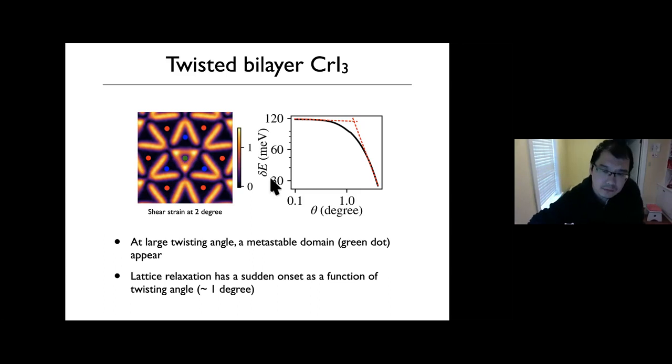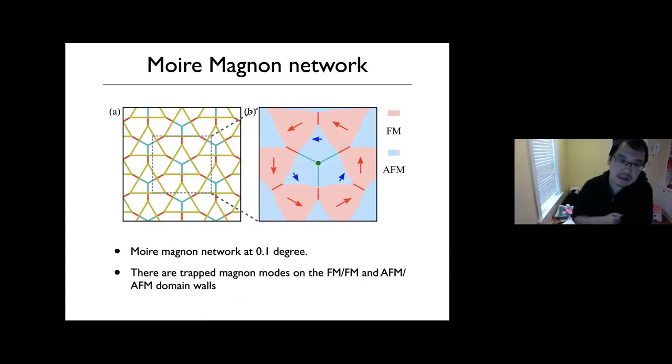But now, if we continue to decrease the twisting angle, the system will have a very large space to relax. So at a critical angle, the domain wall width should be insensitive to the twisting angle. Shown here is the elastic energy as a function of twisting angle. You can see that 1 degree, roughly speaking, is a critical angle, below which we should be able to model the system using our one-dimensional model.